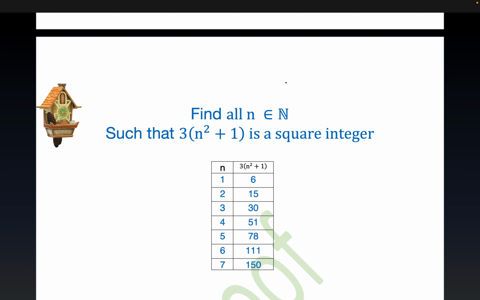Folks, got another interesting problem for you here. We're looking for all positive integers. I've seen it called Z plus, Z superscript plus, or N. There's some debate about whether N involves 0 or not, so this rules out the possibility of 0. Now we're looking for all N such that 3 times the quantity N squared plus 1 is a square integer.